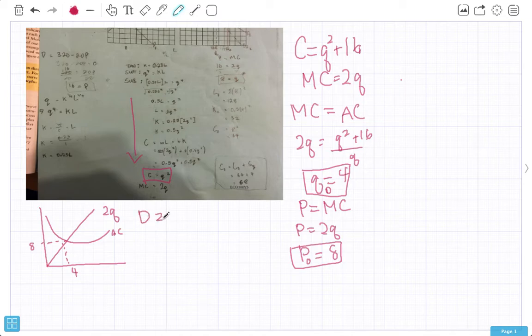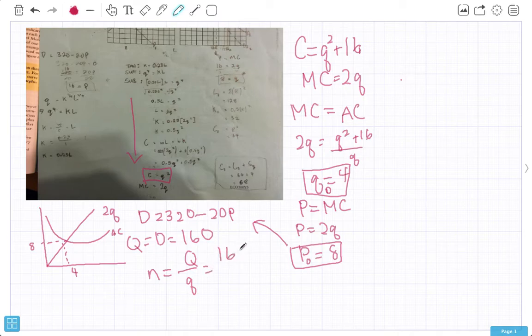So the demand curve is given as 320 minus 20p. So all you have to do is plug in the 8 here, and then you would get a quantity demanded of 160. So your big Q is 160. To find the number of firms in the industry, all you have to do is divide the quantity produced in the industry by the quantity produced in each firm. So you would divide 160 by 4, and then you should get 40.